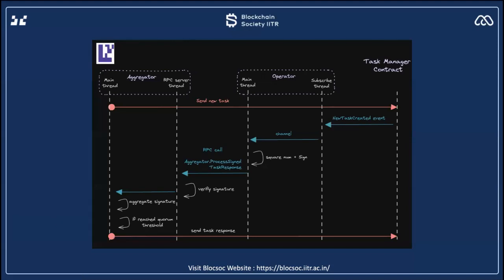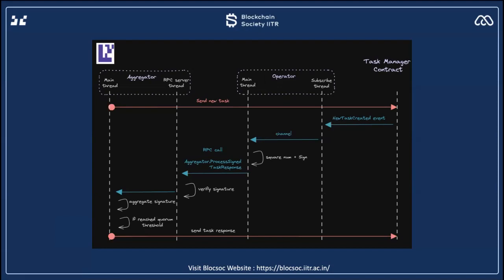Here is a more detailed overview of how it works. You basically have three components: an aggregator, an operator, and the contracts on chain. In this particular example, the task manager and the aggregator are coupled into a single machine, right? The aggregator spins up two threads, where the main thread has a task generator. It calls a function on the contract which emits an event. When this event is emitted, the operator has a subscribe thread which listens to that event.